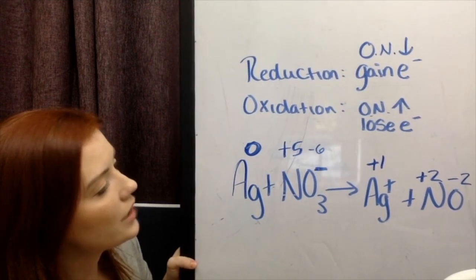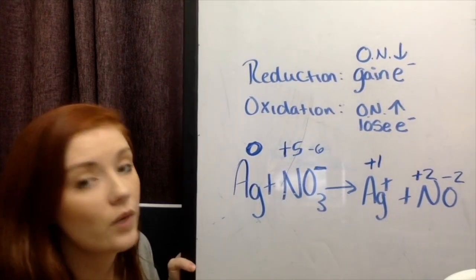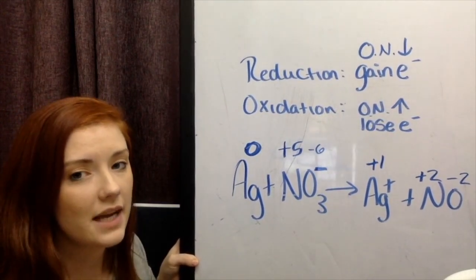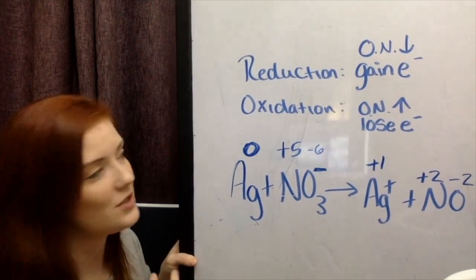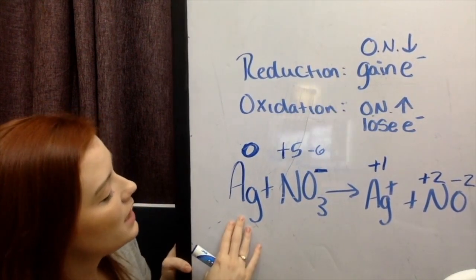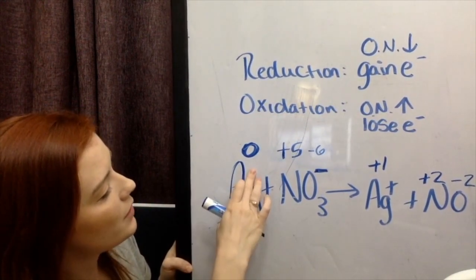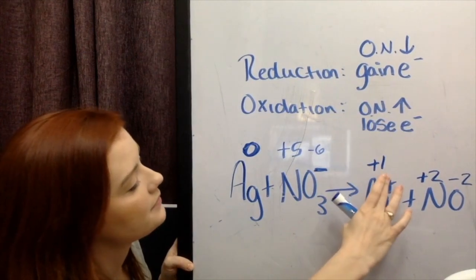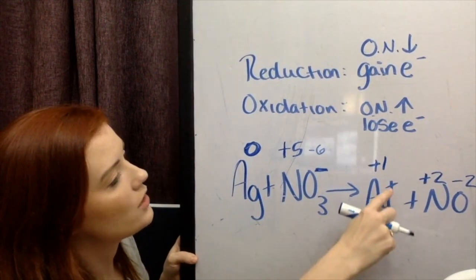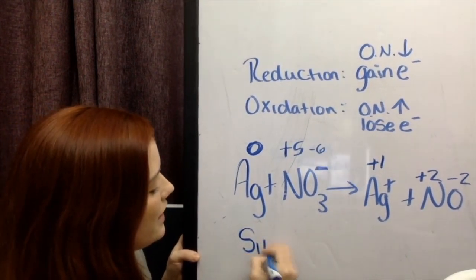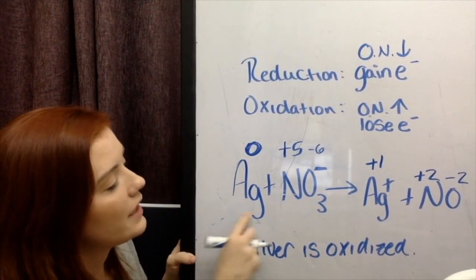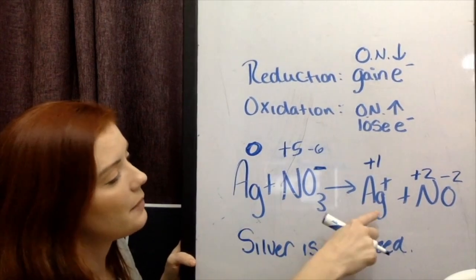So we're going to take a look at what is being oxidized and what is being reduced. So let's first look at silver, because remember, if something is being oxidized, another something has to be reduced, right? So we're going to figure out what's doing what here. So let's take a look at silver. So silver, its oxidation number goes from 0 to +1. So using this little cheat sheet up here, what is happening? Our oxidation number is increasing, right? So silver is being oxidized. What this actually means is that silver is losing an electron. It's giving up an electron.